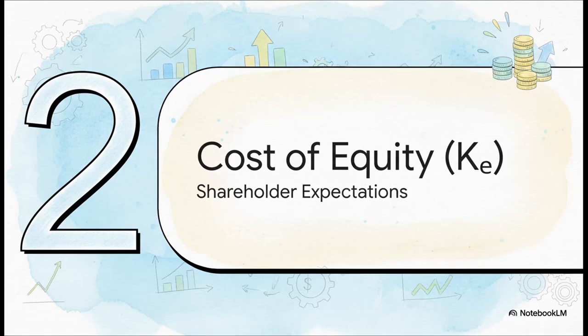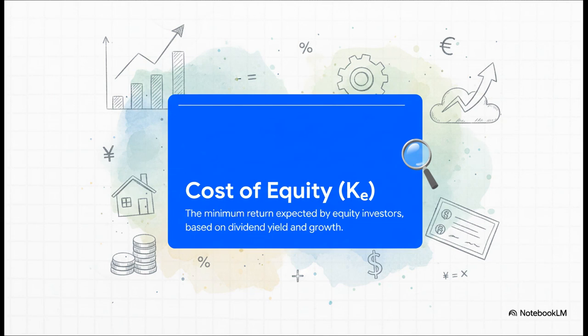First things first, let's figure out the cost of equity, which we call K sub E. This number is so important because it basically answers the question, what's the minimum return our shareholders demand for putting their money and their trust in us? You see, the cost of equity isn't just about the dividends someone gets this year. It's actually a mix of two things, the immediate return you get from the dividend and the potential return you expect to get down the line as the company and its dividends grow.